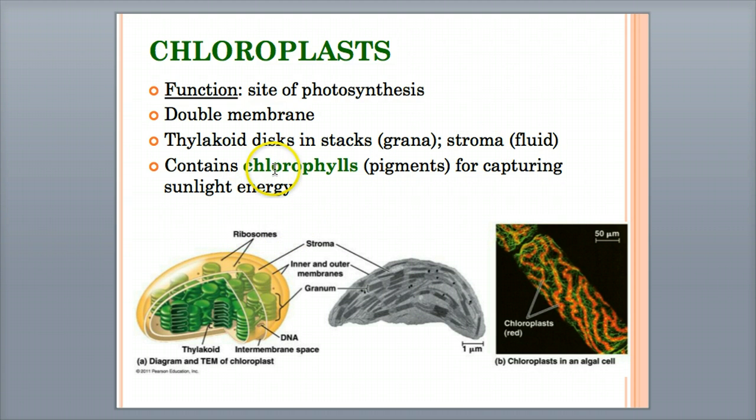It's green because it uses something called chlorophyll, and the reason why chloroplast is green, why plants are green, is because they can absorb more light.